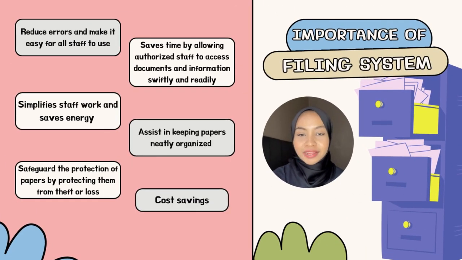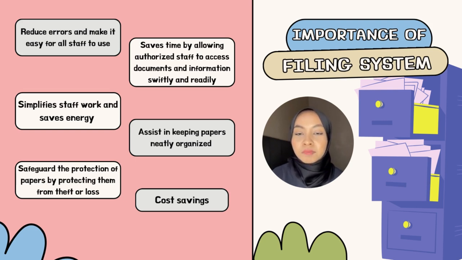The importance of the filing system. It is to reduce errors and make it easy for all staff to use, as it serves as the foundation for efficient record organization, storage, and retrieval. It can save time by allowing authorized staff to access documents and information safely and readily, resulting in increased productivity. This is due to the availability of a filing system, which allows them to better monitor and manage their record files.